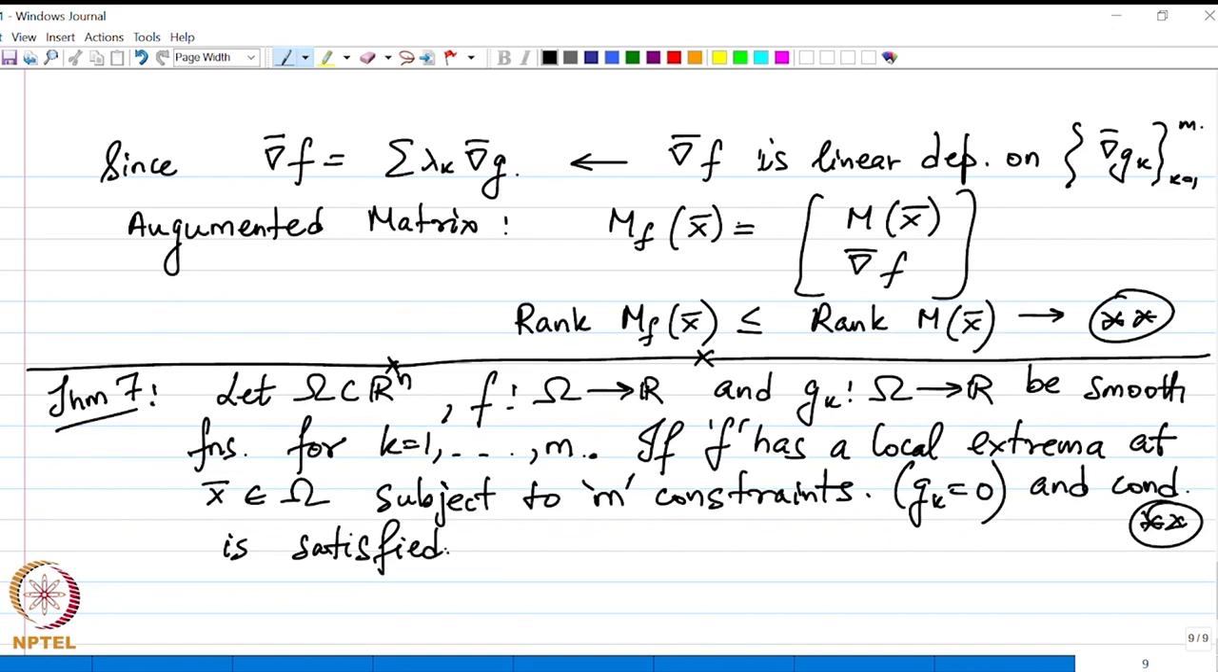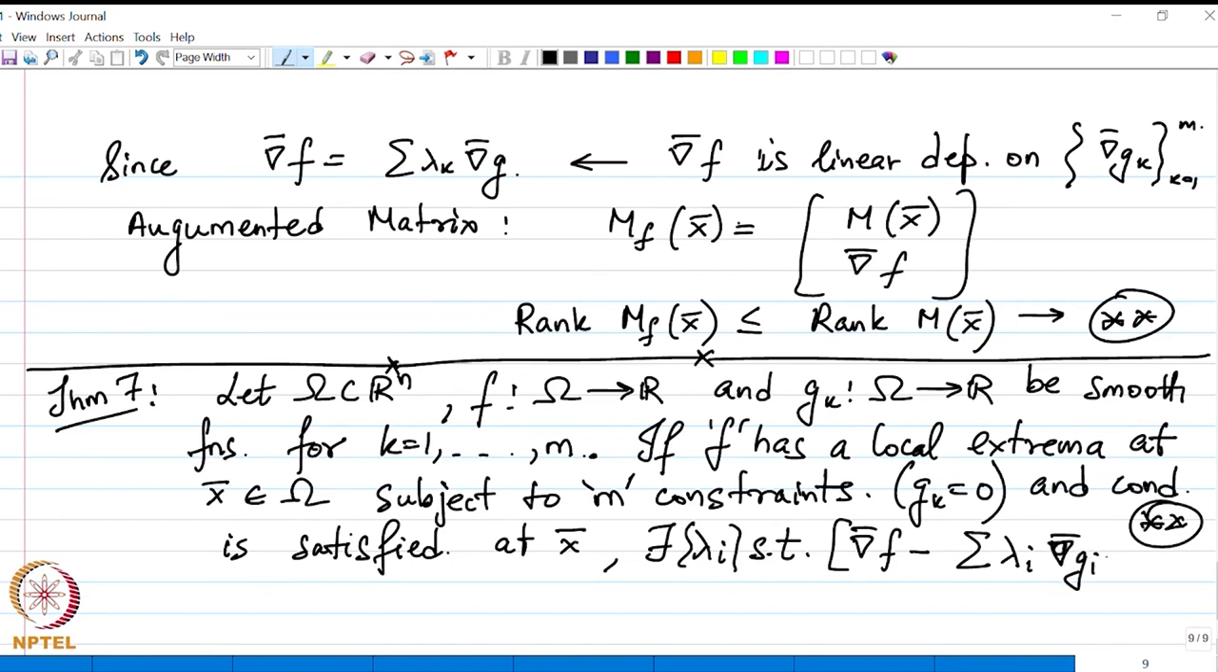Then what I am going to get is, let us say it is satisfied at x bar, then there exists a lambda i such that grad of f minus summation lambda i's grad of g i's is equal to 0, right? So that is what we have seen so far, and that has now been compiled in the form of a theorem.